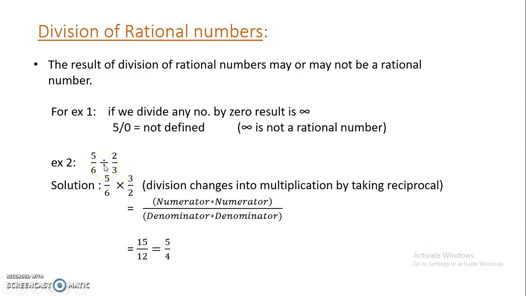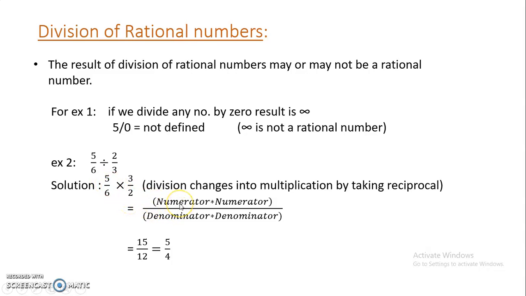So we can change this division into multiplication. How? Just by taking the reciprocal of the second rational number. So this rational number we have to keep as it is, 5 by 6. This division we have to change into multiplication, and we have to take the reciprocal of the other rational number. So here it was 2 by 3 and I will make it 3 by 2. And then you know how to multiply the rational numbers. We have seen it in the last video.